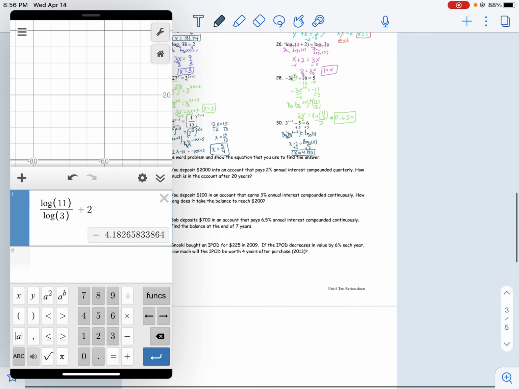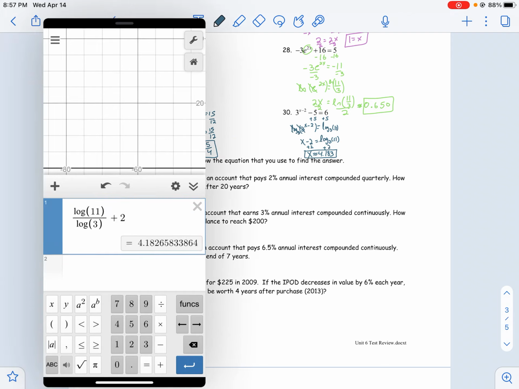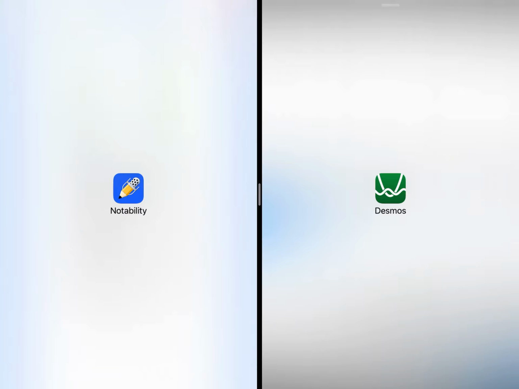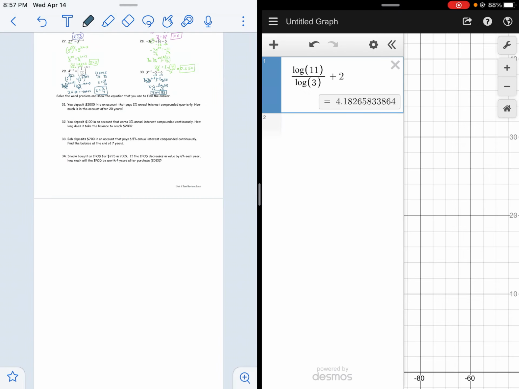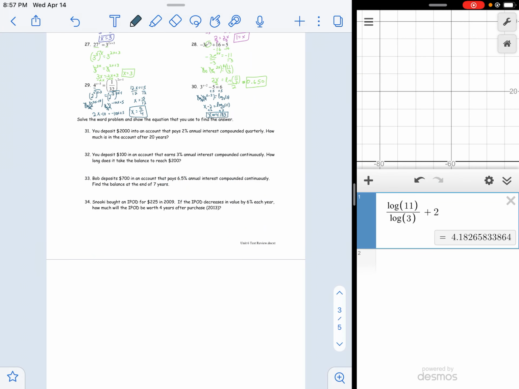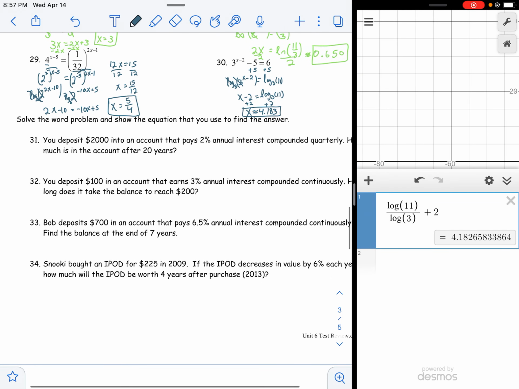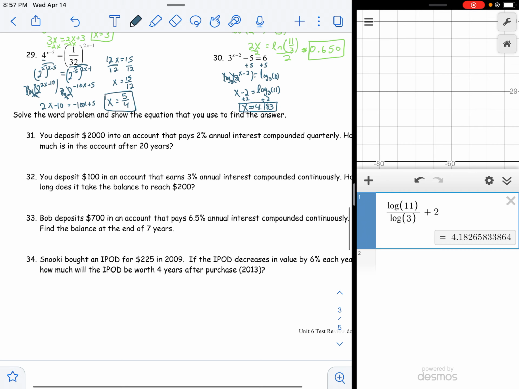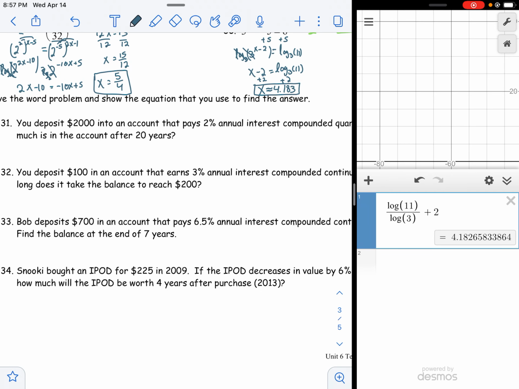All right, awesome. Last thing on the third page is going to be our word problems, which need an equation here. So let's see if we can make this work like this. All right, sweet. So we deposit $2,000 into an account that pays 2% annual interest compounded quarterly. How much is in the account after 20 years?